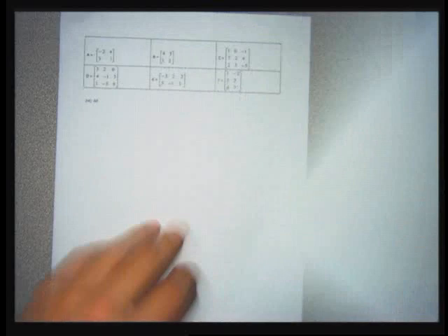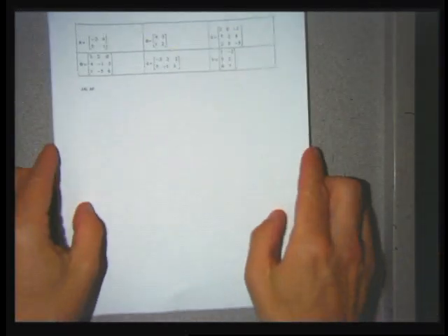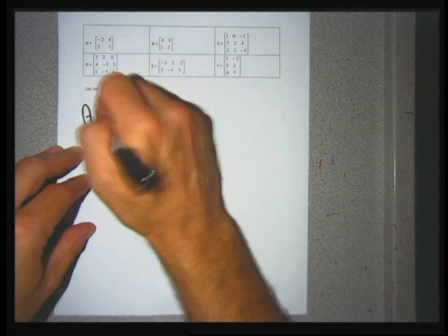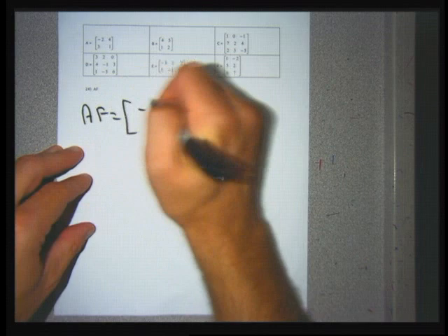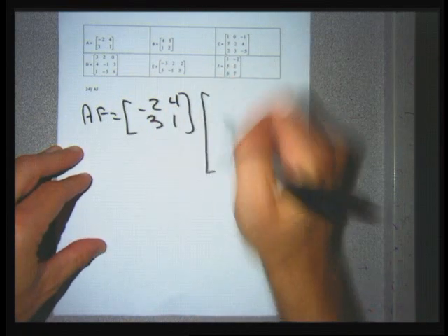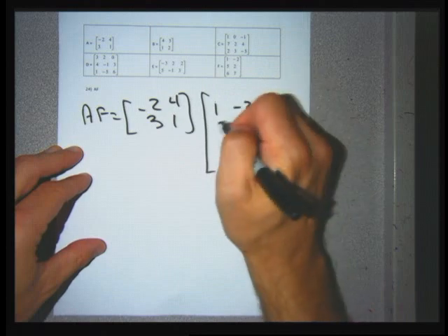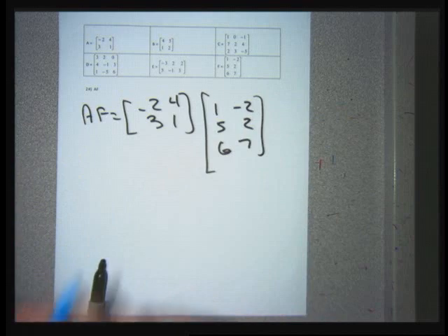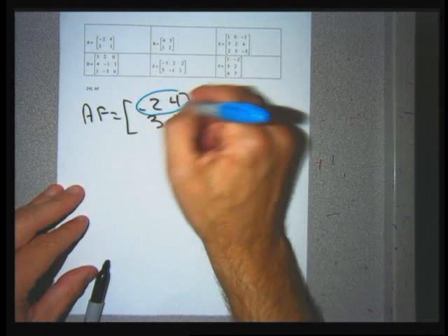Last problem, I believe, 24. A times F. Good deal. A times F wants me to take the matrix A, which is negative 2, 4, 3, 1, multiply it by the matrix F, which is 1, negative 2, 5, 2, 6, 7. If I'm doing that, the first thing I would do is work on the top row.